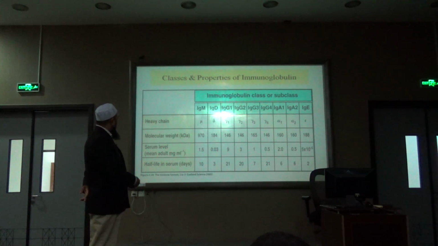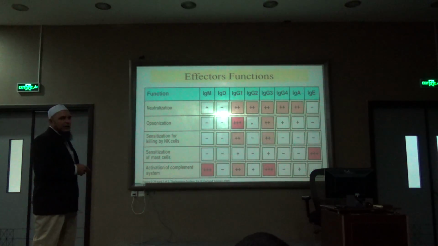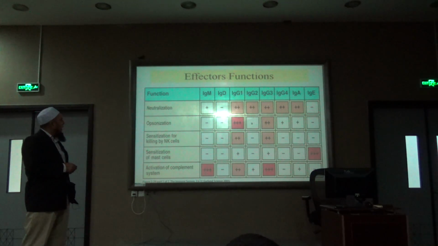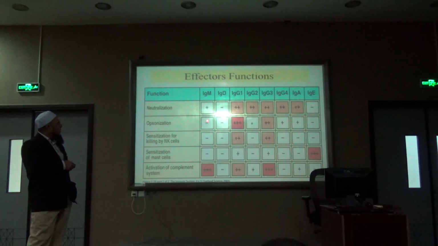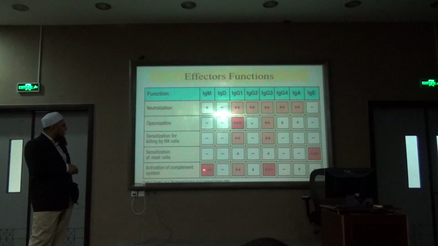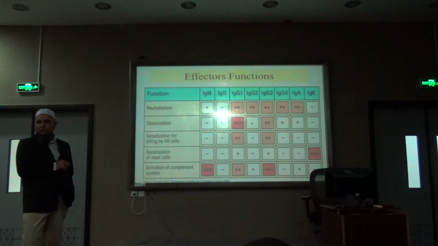Which one is the, okay. If you see the function of IgM, it causes neutralization, it can't do opsonization, it cannot do sensitization or killing, even mast cell, no, but it activates the complement system. Too much activation of the complement system. If you see IgD, it does nothing, we don't know.